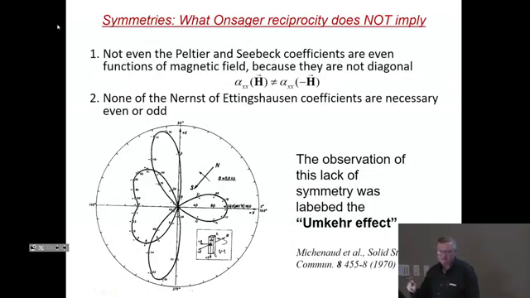So we saw these symmetries in the context of the thermoelectric conductances, but we didn't see them quite yet in the context of the thermal powers. Let's do it for thermal powers. So none of the Nernst or Ebbingshausen coefficients are either even or odd with the direction of the magnetic field. And this is one of the most extreme cases.